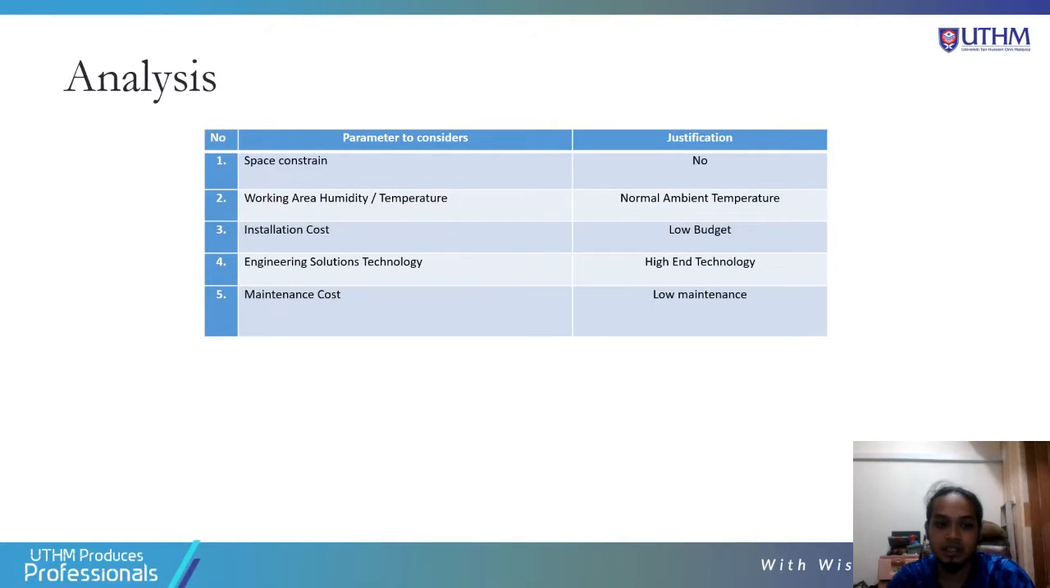My name is Muhammad Asif and today I will continue the presentation of our group about the analysis. For the analysis, there are a few parameters that we need to consider, which are space constraint, working area humidity, installation cost, engineering solution technology, and the maintenance cost. The first one is the space constraint. For the space constraint, we need to maintain a clean environment and operational protection of the transmission system.